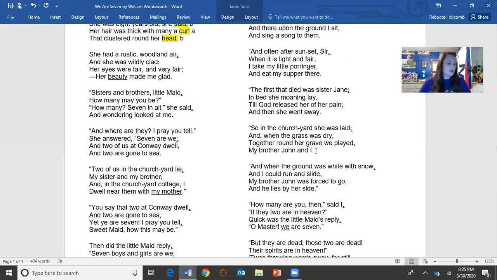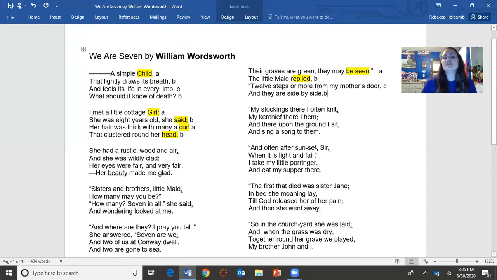Okay, let's look at a couple of other things. What point of view is this poem told in?